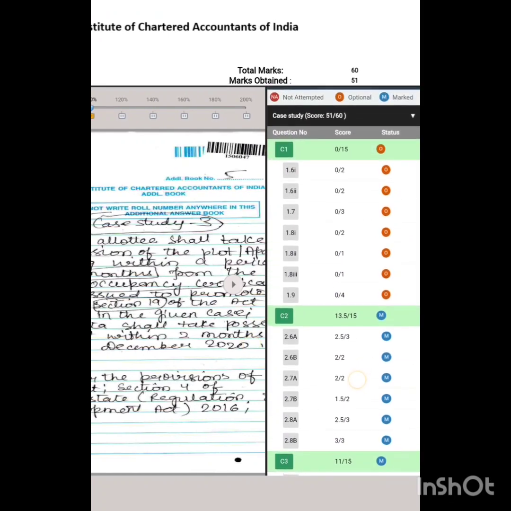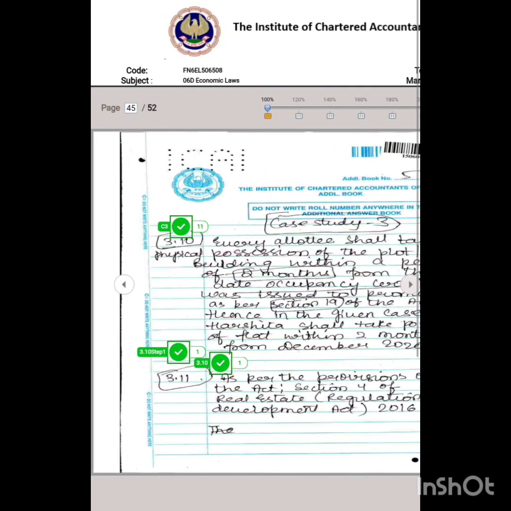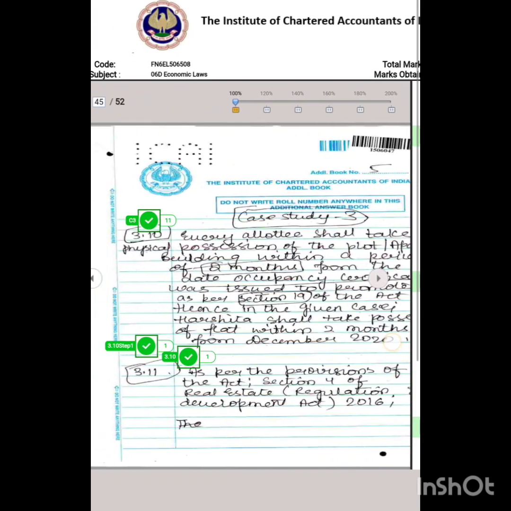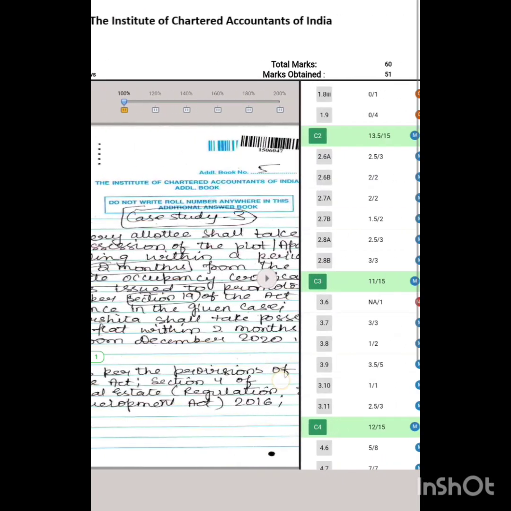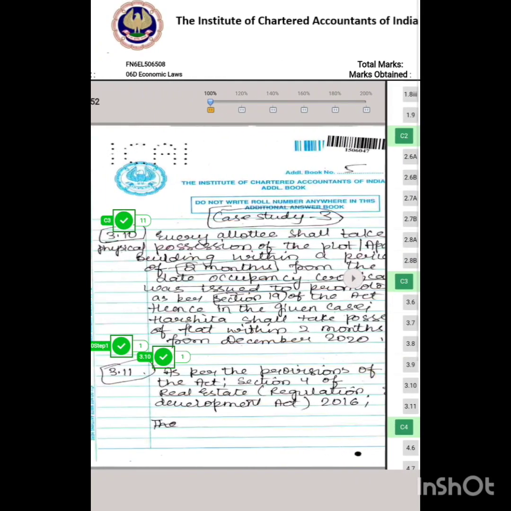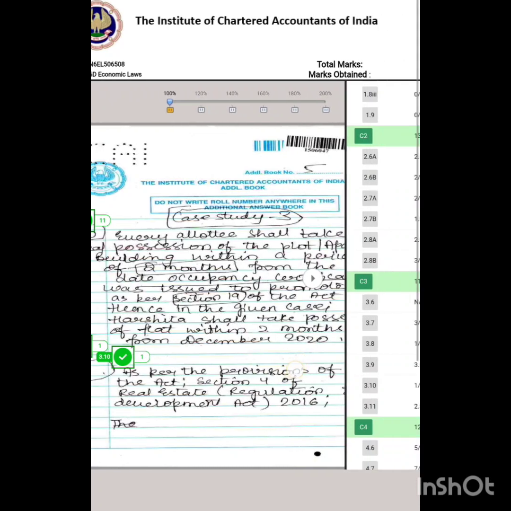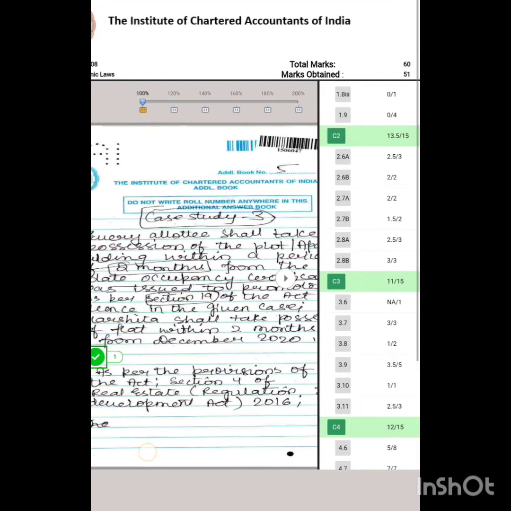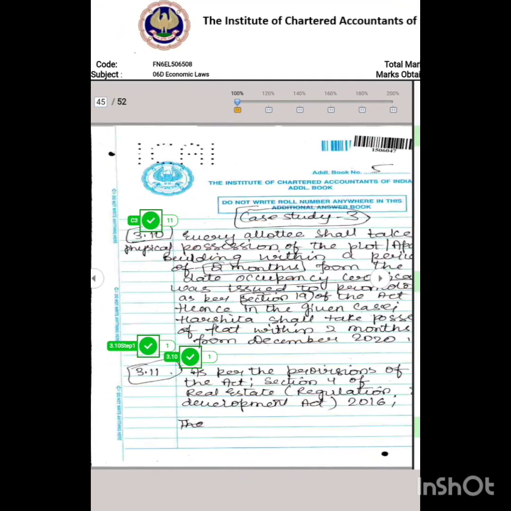So this is the third case study, which was new, where I got 11 marks. I lost 1 mark because I did not write the first answer, because I did not have sufficient time. As I've already said, I wasted a lot of time in the starting of the exam. So the first question was 3.10. It was for 1 mark, I guess. So I got 1 mark, because that was a small question they asked.